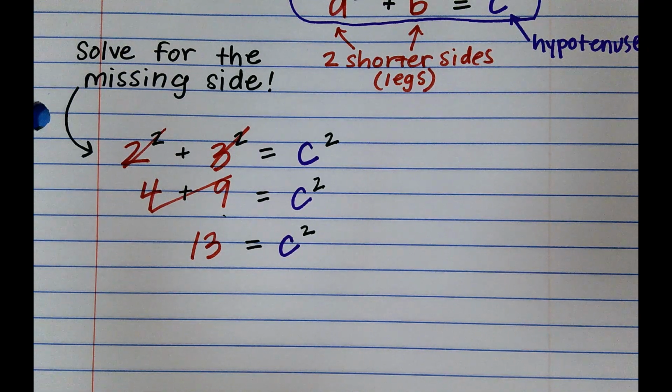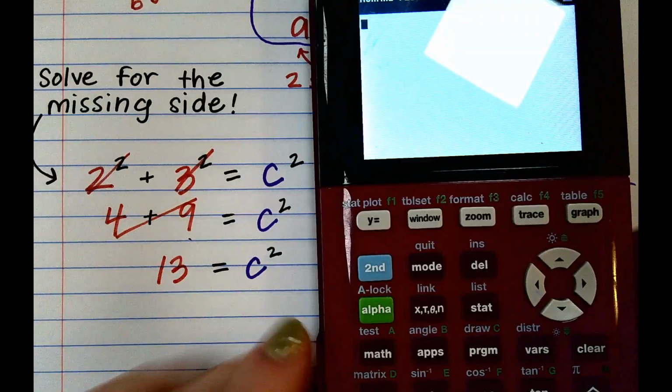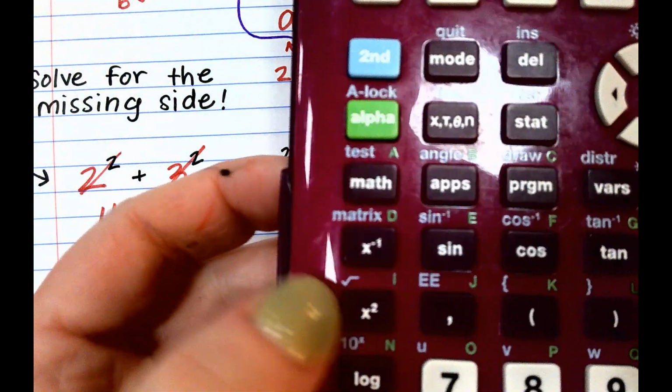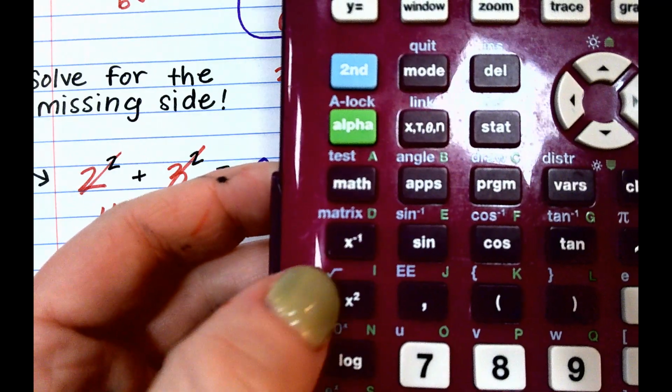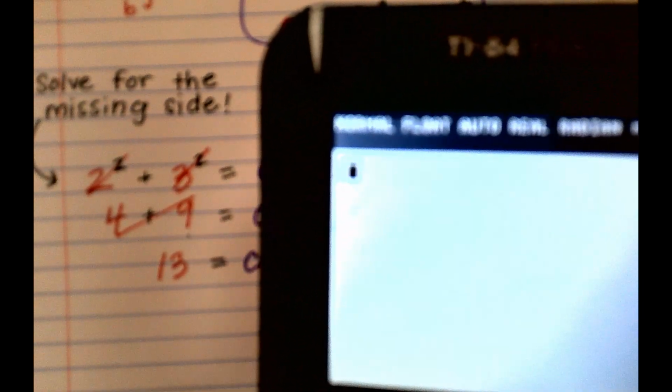So what we have to do is solve for C. And we do that by using the square root. So if you don't have a calculator yet, grab one. I'm going to show you how to do that on there. Okay. So to find the square root on your calculator, you will use the second button, the blue button, and then x squared right above it. You can see the square root symbol. So you'll click x squared, and you should have something like this pop up that looks like the square root.